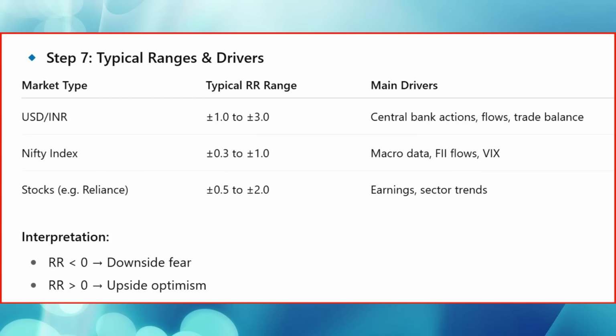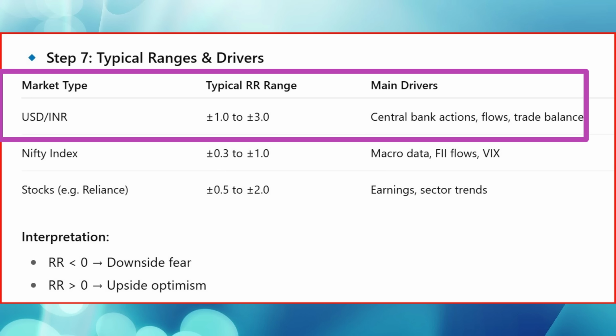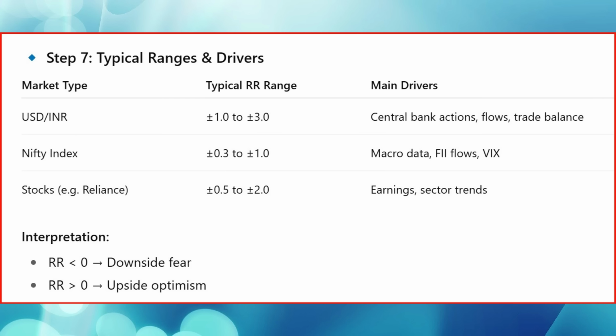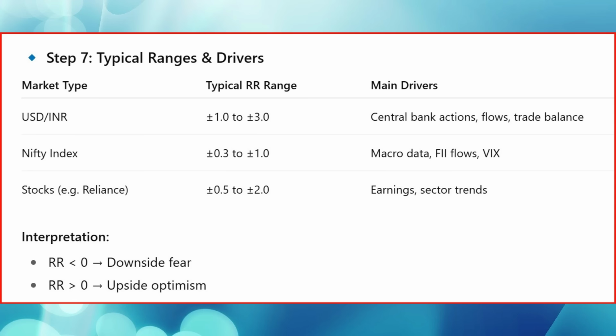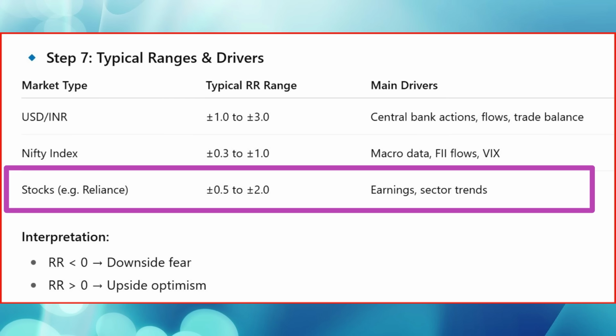If required, please pause and have a look at this comparison table. In currency markets like USDINR, typical risk reversal ranges around plus or minus 1.0 to plus or minus 3.0 volatility points and the main drivers are central bank actions, capital flows and trade balance. Second, in index options like Nifty, typical range is around plus or minus 0.3 to plus or minus 1.0 and the main drivers are macro data, FII flows and VIX. In single stocks like Reliance, typical range is around plus or minus 0.5 to plus or minus 2. Main drivers are earnings and sector specific risk.